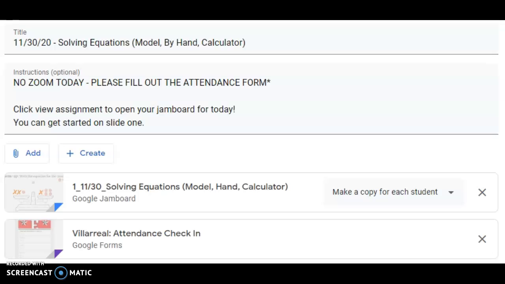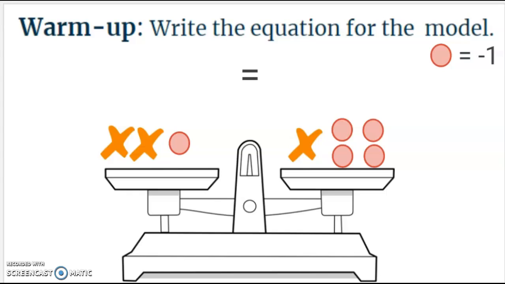But although we do not have Zoom, you do have an assignment that needs to be completed, and you have an attendance form that needs to be filled out. So if you notice here on your assignment, the attendance form that you need to do first before you start. Please fill out this attendance form, and then you can go and complete your Jamboard for today. Okay, once you have completed the attendance form, you can open up the Jamboard and get started.